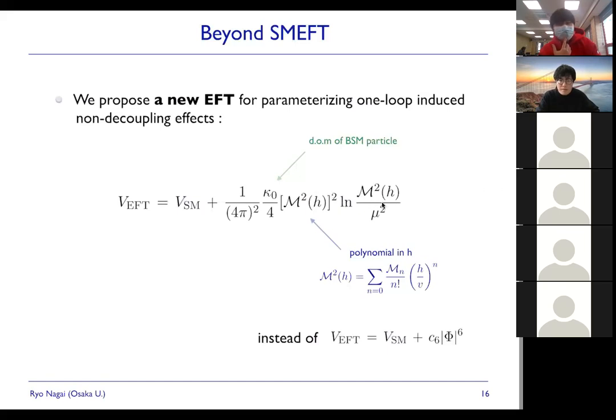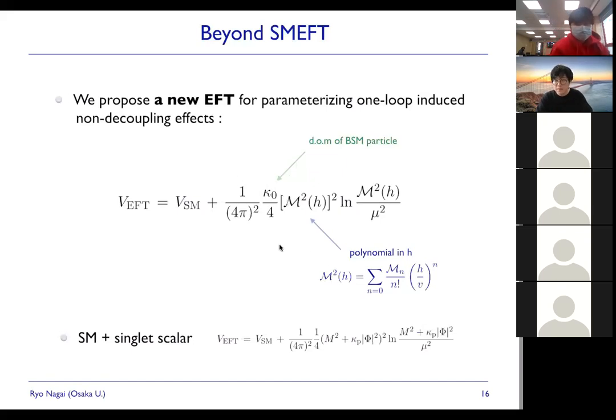And our parameterization is inspired by the Coleman-Weinberg correction, which was the essential origin of the non-decoupling effect to the Higgs potential. But in our formalism, we generalize the Coleman-Weinberg correction by introducing the parameter kappa zero here, and also the polynomial M squared. The details of the BSM should be encoded in these parameters, but we cannot specify the structure of this function from the viewpoint of symmetry, that can be arbitrary.